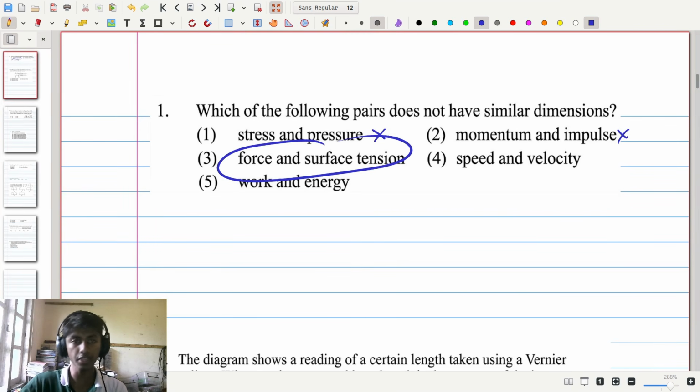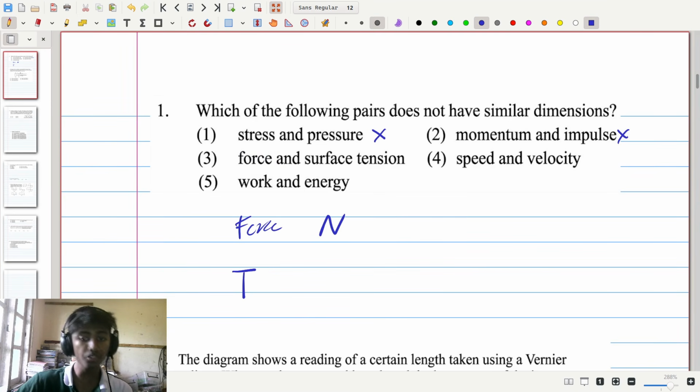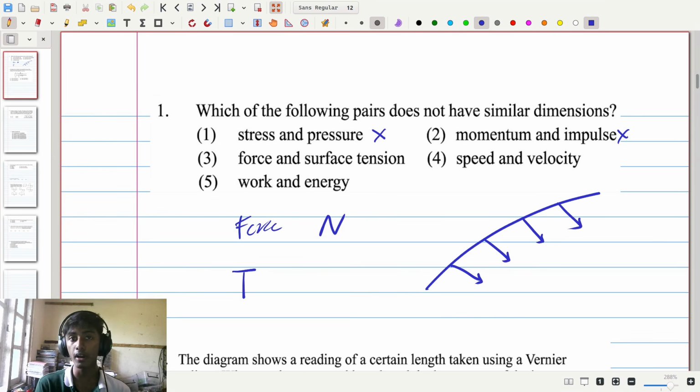Now moving on to answer number 3. Answer number 3 has force and surface tension. Force here has directly the units of newtons. However, surface tension, which uses the symbol T, has a specific definition: it is defined as the force per unit length to one side of an imaginary line drawn on the surface of a liquid, to one side of that liquid, perpendicular to that line. Considering that definition, there's a key point which says it is equal to the force per unit length on that line. And due to that, the units of surface tension are newtons per meter.